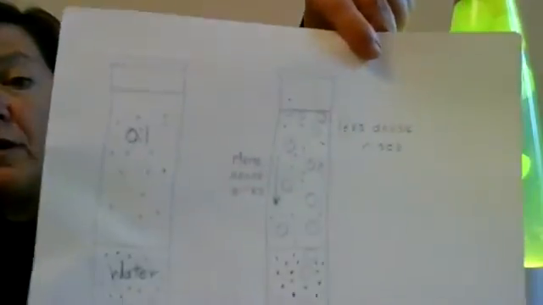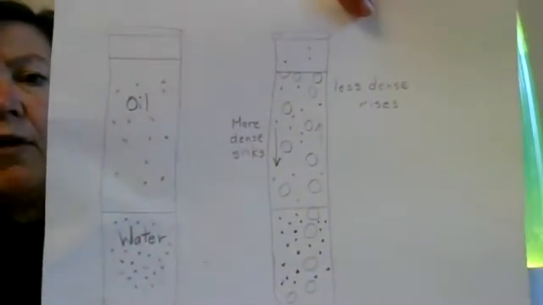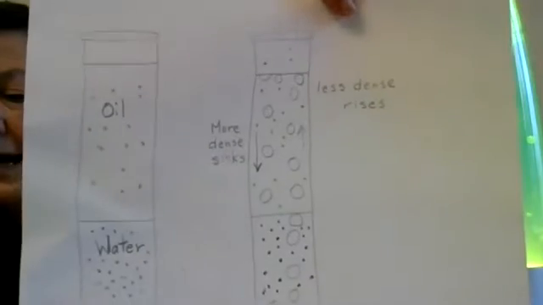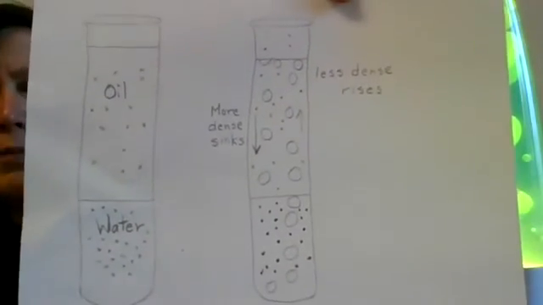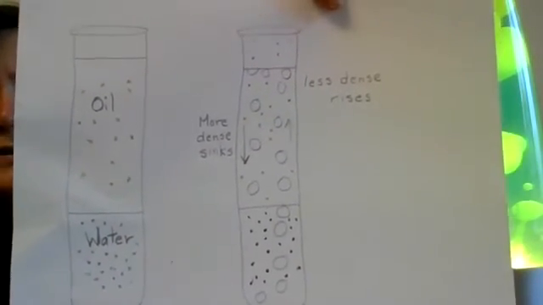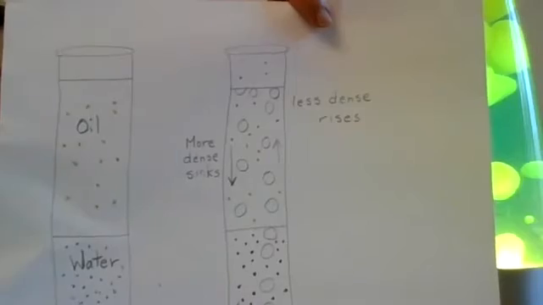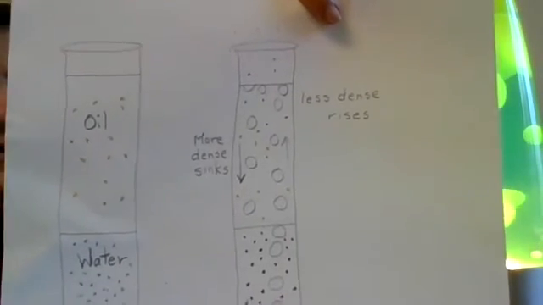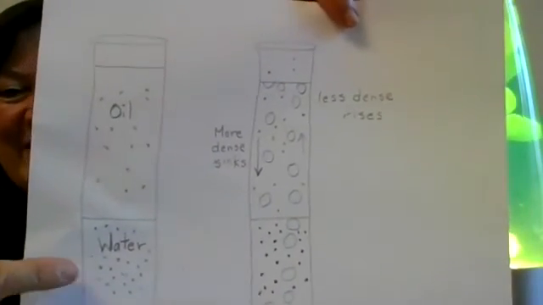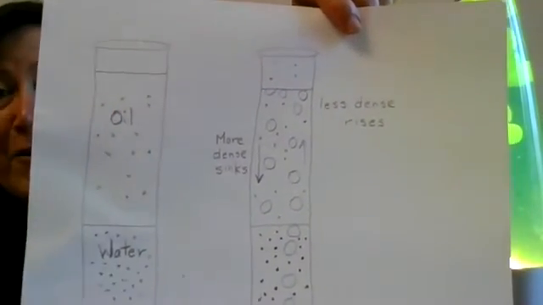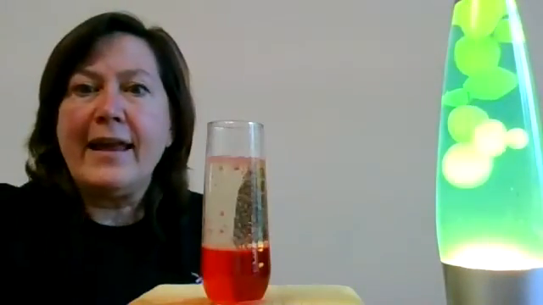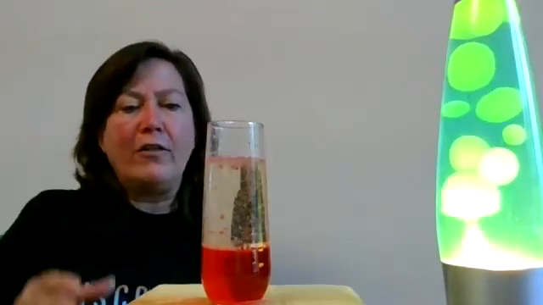I'd like you, when you finish your experiments, to draw a representation like I did that shows how the particles, when they're more dense, are close together, and when they're less dense, they're far apart. And we can get that rising and falling.